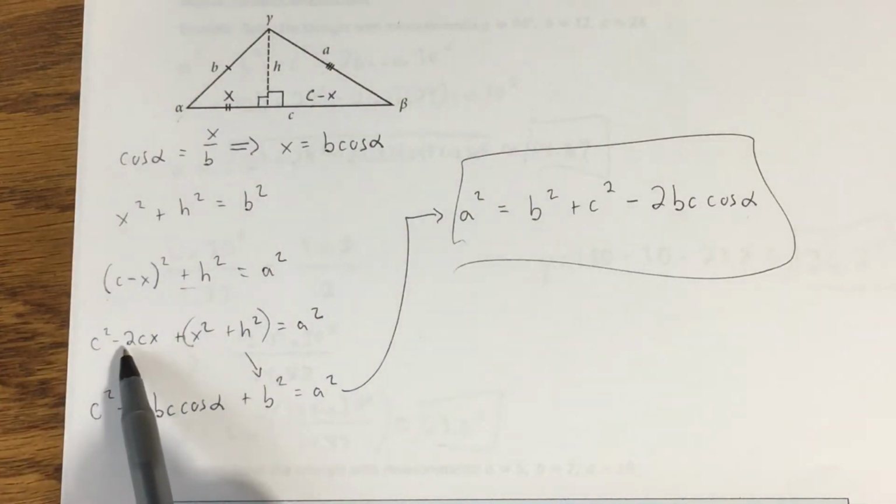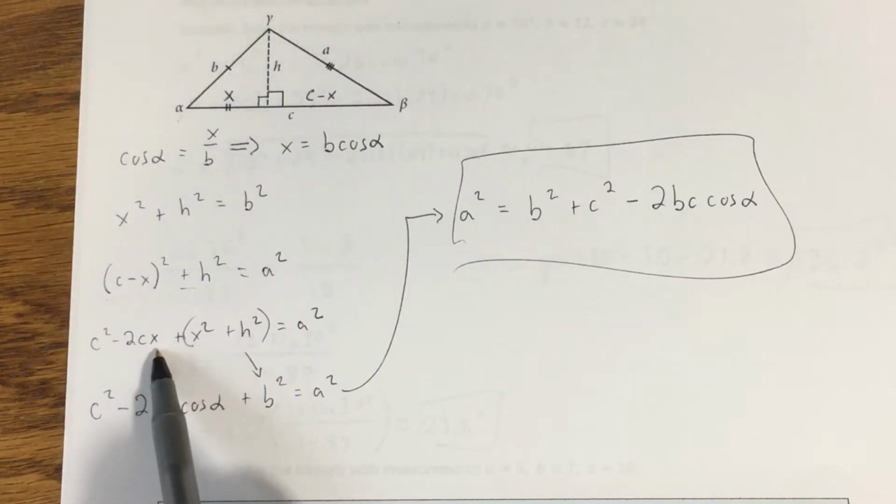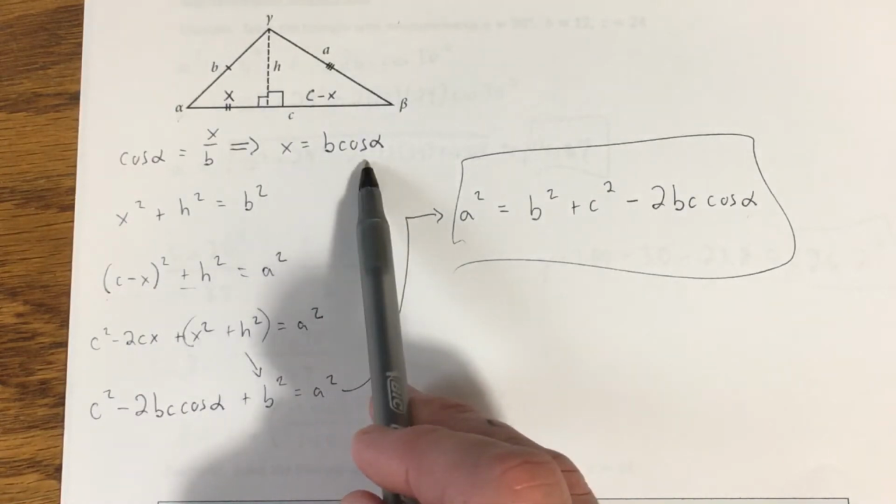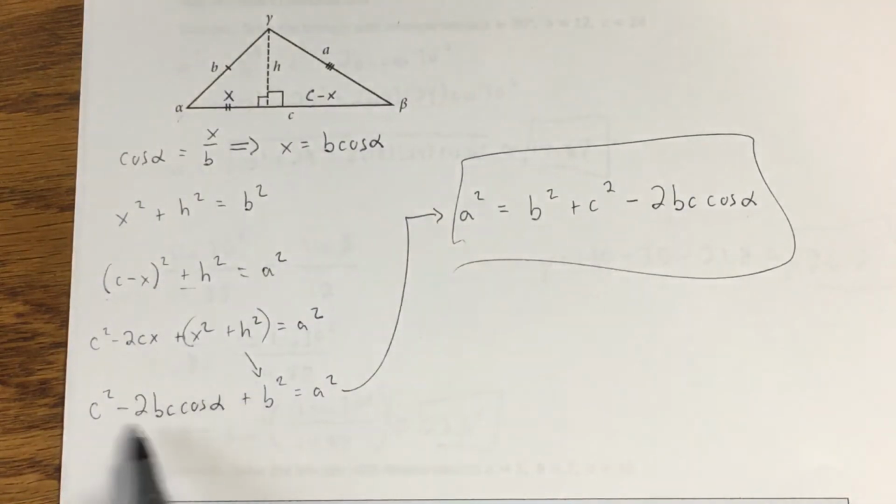Additionally, the minus 2cx that I have in this term, I'm going to replace that x with this expression up here, since x is equal to that. If I did that and rearranged the factors a little bit, I get minus 2bc cosine of alpha.